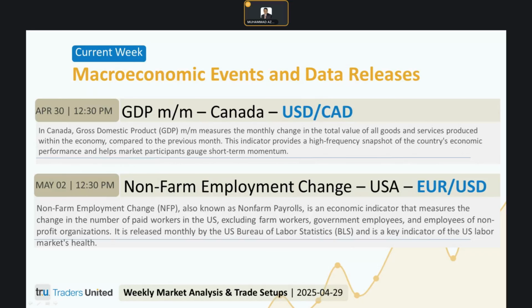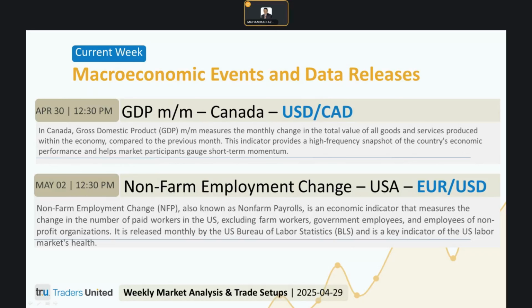So the overall analysis is, with the Bank of Canada navigating a delicate balance between inflation control and growth concerns, April's GDP release will be closely watched. Any surprise in the GDP data, up or down, could trigger sharp movements in USD CAD, particularly if it alters expectations for Bank of Canada monetary policy in the coming months.